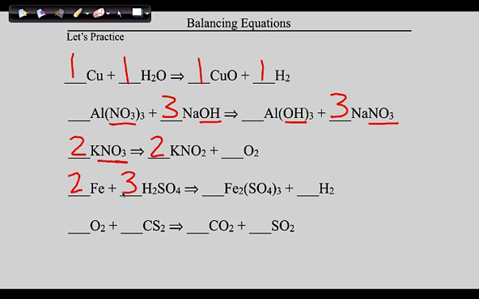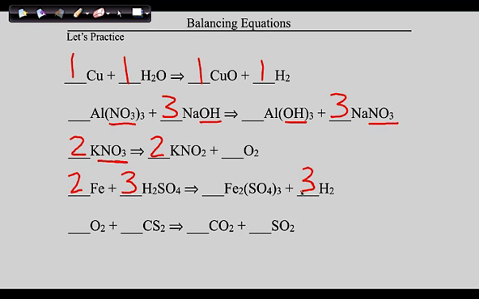And guys, you've got to be careful because, as in the previous question, sometimes balancing one thing will mess up something you already balanced. So it's always good to go back and check, because now we have 6 hydrogens here, but only 2 there. So we need a 3.